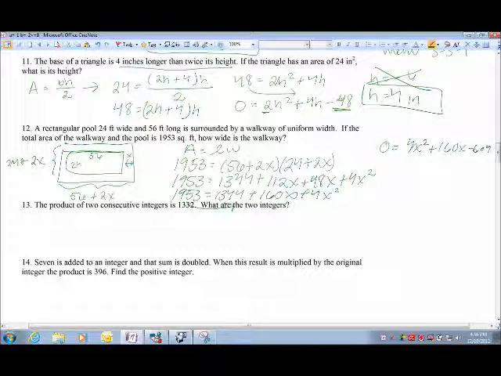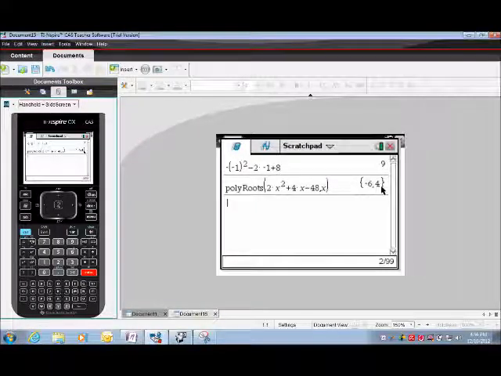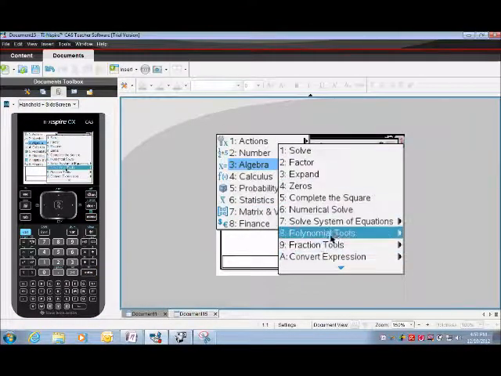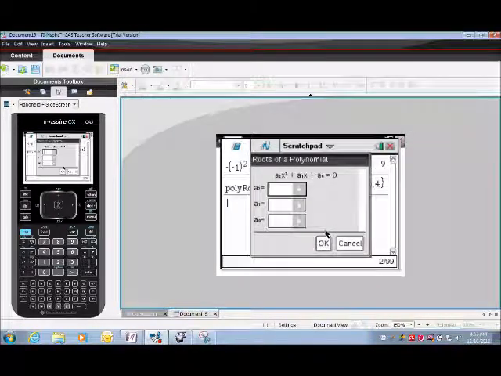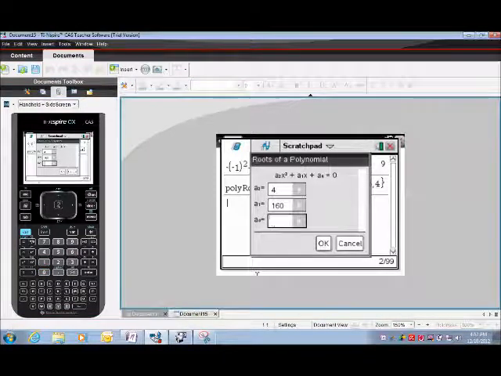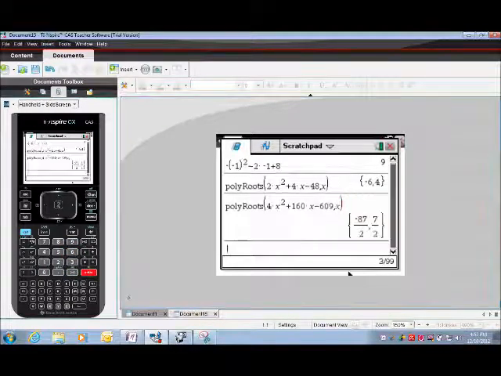Okay, and then we're going to go into our polyroot function, remember? So you're going to type in, yours would be menu 331. For some reason, mine's a little different than y'all's. So remember, you're hitting menu 331. And our A value is 4. Our B value is 160. I don't think I did that right. And our C value is negative 609. Hit OK. Hit enter. Okay, and these are the two values that you get for x.